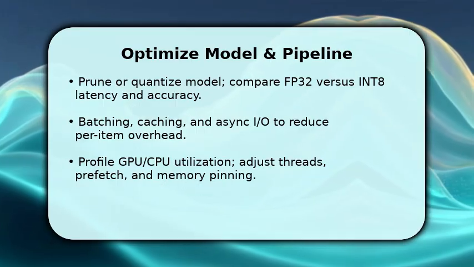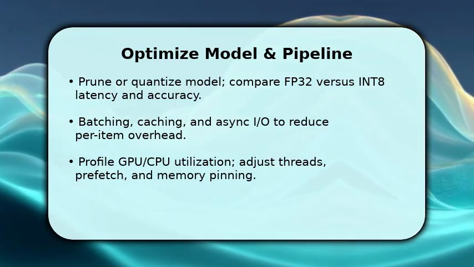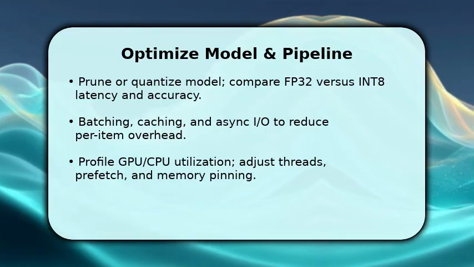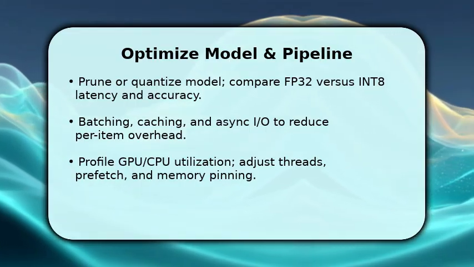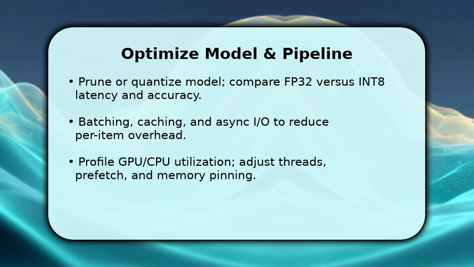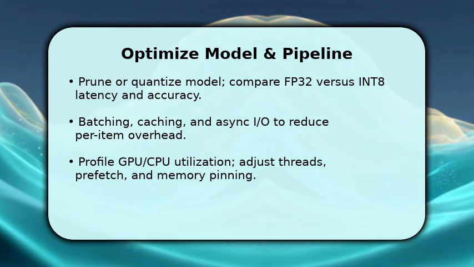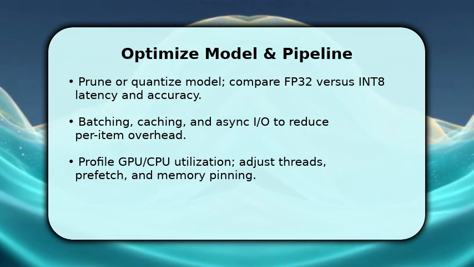Profile GPU and CPU utilization concurrently and adjust worker threads, prefetch counts, and memory pinning to remove stalls. Make sure to iterate. Change one variable, measure impact, and keep the configuration that lowers end-to-end delay.